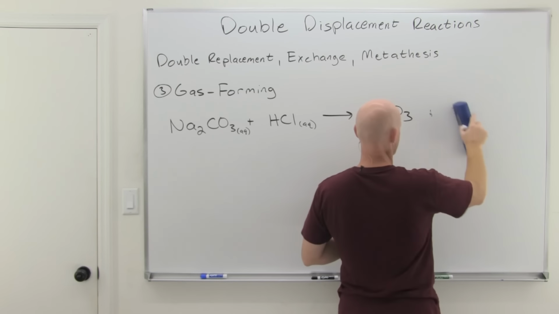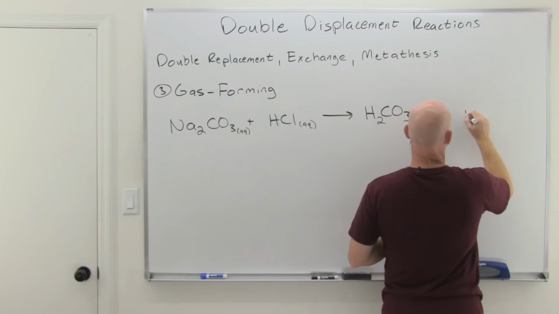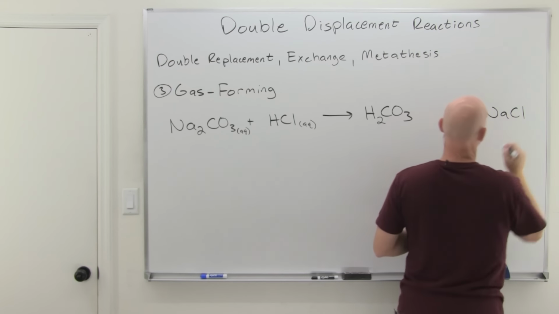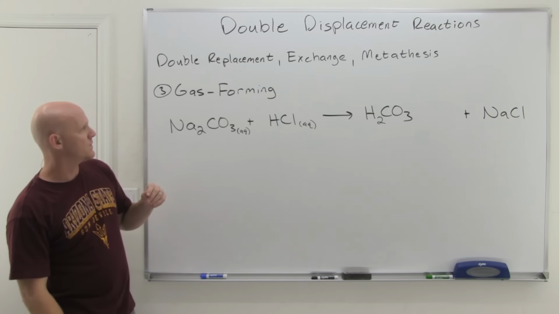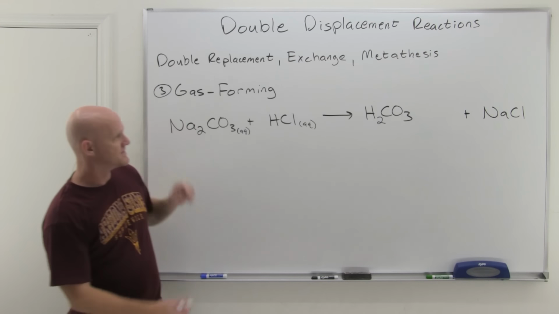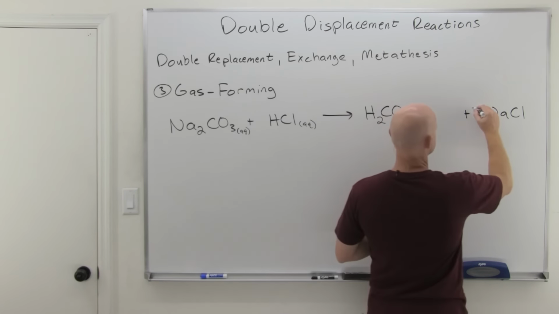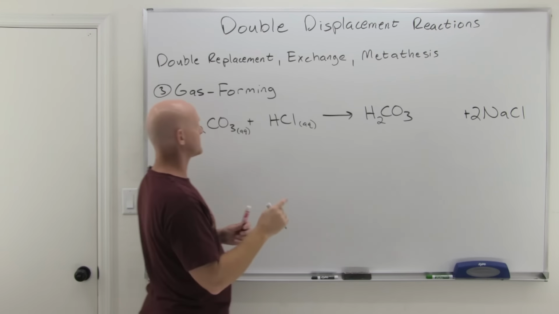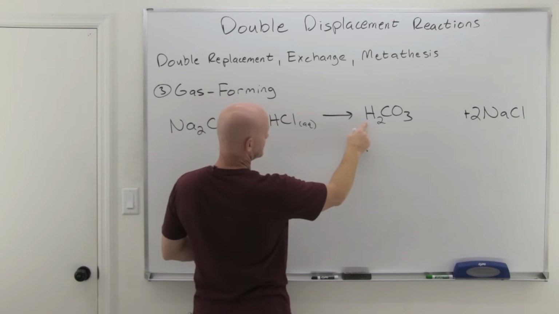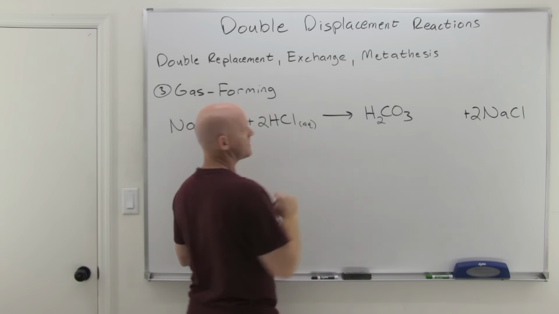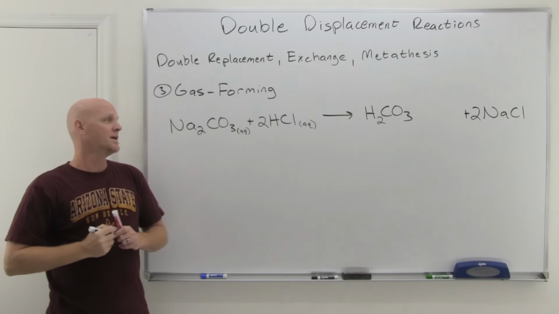Well, let's leave a little bit of room actually here because we're going to need it. And then let's balance this thing. And from here, we can see that we've got 2 sodiums on this side, so we'll need a coefficient of 2 in front of NaCl. That gives us 2 chlorides as well, so we'll need a 2 in front of HCl. That gives us 2 H's. We've got 2 H's, 1 carbonate, and this thing is now balanced.